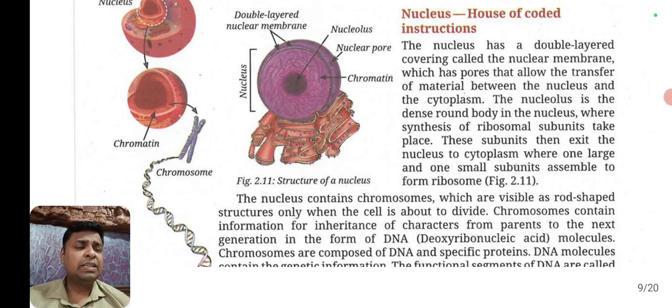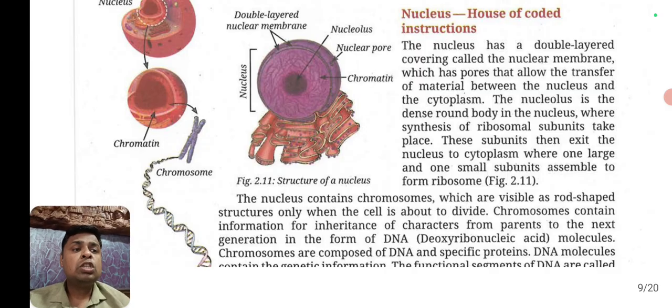So it has pores that allow transfer of material between nucleus and cytoplasm. Nucleolus is the dense round body. They have a ribosomal unit. We are going to study about these molecules further. These subunits then exit the nucleus to the cytoplasm, where one large and one small subunit assemble into a ribosome. So ribosome is a molecule, remember.